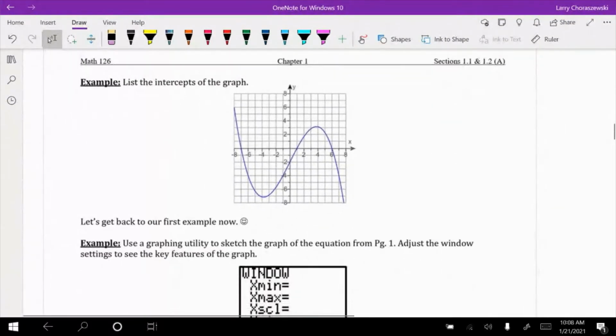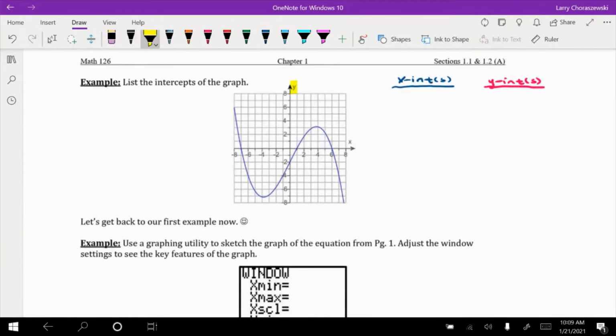So before we return to the graphing calculator, I just want to do a quick example of finding the intercepts of a graph with the graph already provided. I'll make a little workspace for the X-intercepts, and then a little workspace for the Y-intercepts. Let's start with, I'll go with the Y-intercepts.